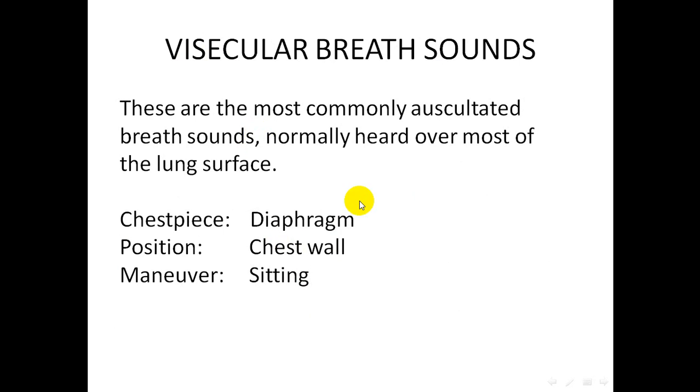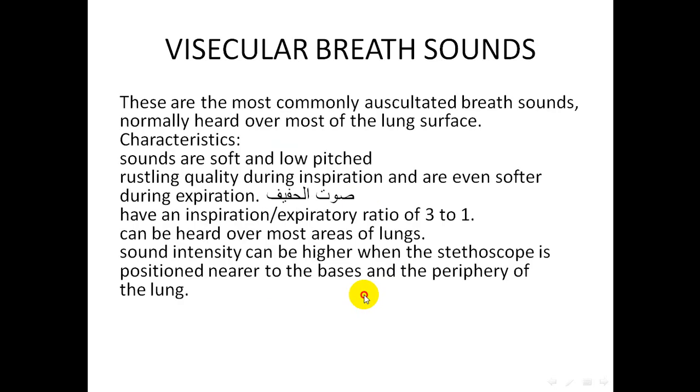These are the most commonly auscultated breath sounds, normally heard over most of the lung surface, anteriorly and posteriorly. For every sound, you have to know how to hear it. In the chest piece, use the diaphragm. Some clinicians use the bell, so follow the instructions in your textbooks. Use the diaphragm for all respiratory auscultation. Position on the chest wall, either anterior or posterior, preferably with the patient in a sitting position, though sometimes lying.